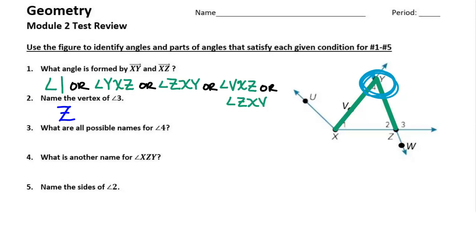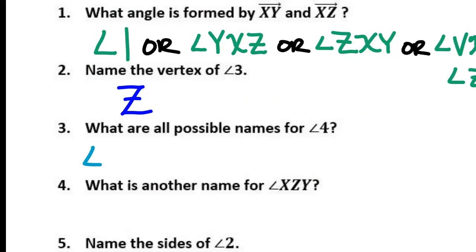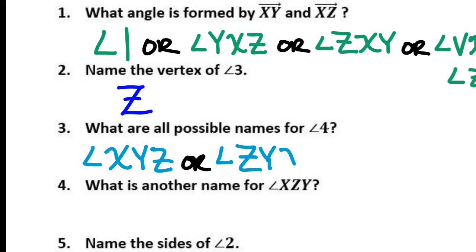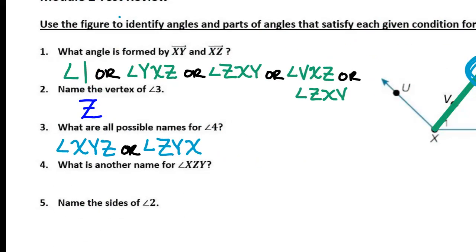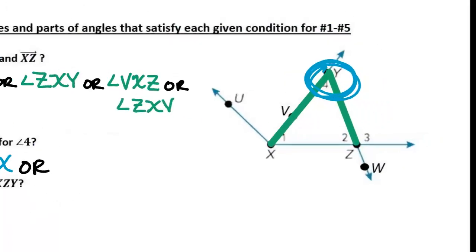X what? XVY, we're not making our turn at V. X, Y has to be in the middle because Y is where we're making our turn. So XYZ would work. XYZ or ZYX. So we can take a name and turn it around. There are more names than just those 2, though.